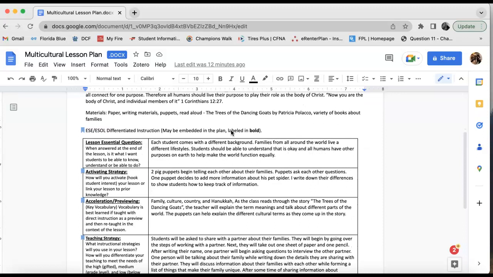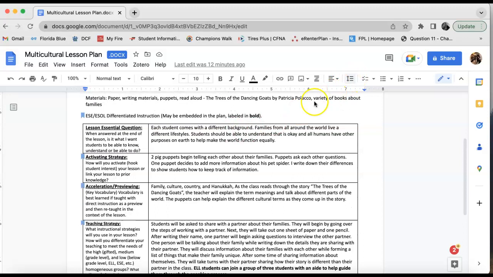For my materials for this lesson plan, we'll need paper, writing materials, puppets, and a read-aloud story of The Trees of the Dancing Goats by Patricia Polacco, and some more varieties of books about families as well.